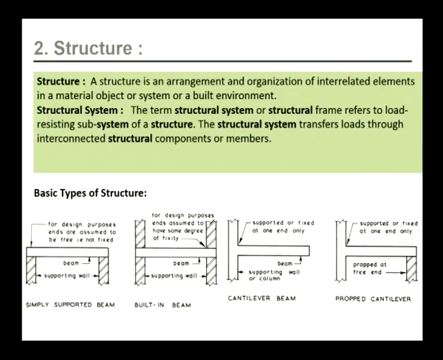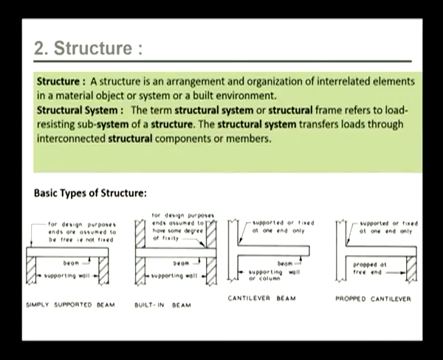So, these structural systems and the structures can be classified into various types. If you see the illustrations in this slide, this is a simply supported beam. This consists of a beam and two supporting walls. For design purposes, ends are assumed to be free, that is, these are not fixed. So, this small example of a structure is called a simply supported beam structure. The next is a built-in beam. In this, we have a beam and there are supporting walls. For design purposes, the ends are assumed to have some degree of fixity.